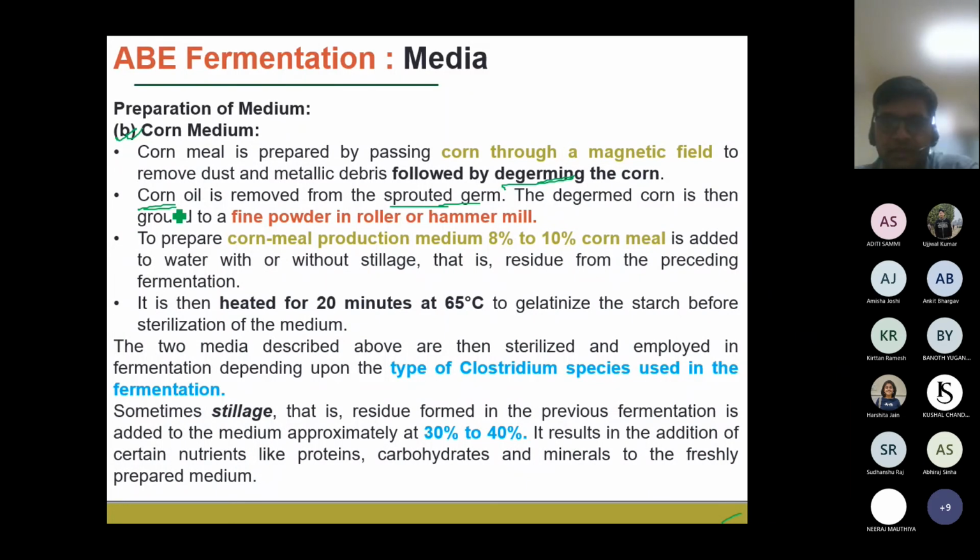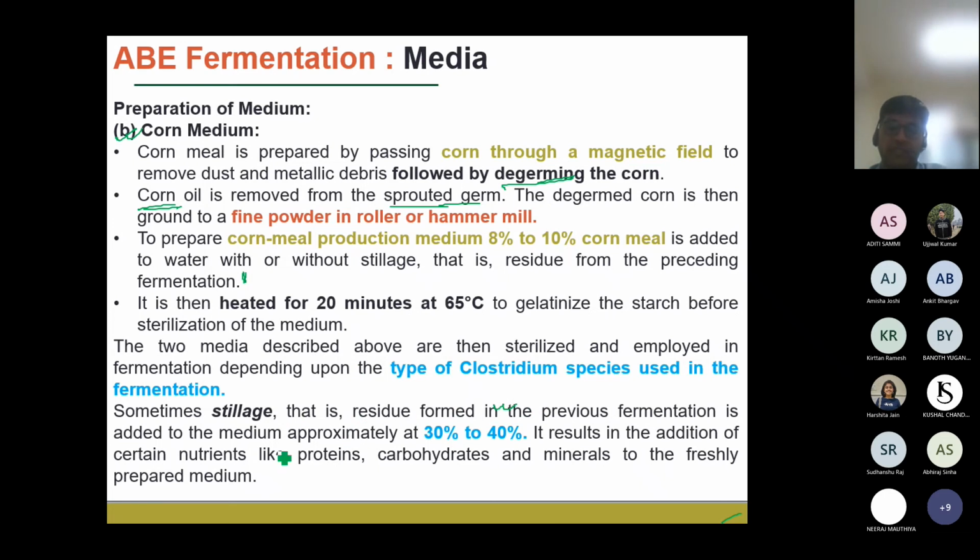For the preparation of this corn medium, 8 to 10% of the corn meal is added to the water, with or without stillage, which is a residue from the preceding fermentation. Now, what is the meaning of stillage? The stillage is the residue formed in the previous fermentation, and this is added to the medium at approximately 20 to 30%, or 30 to 40%.